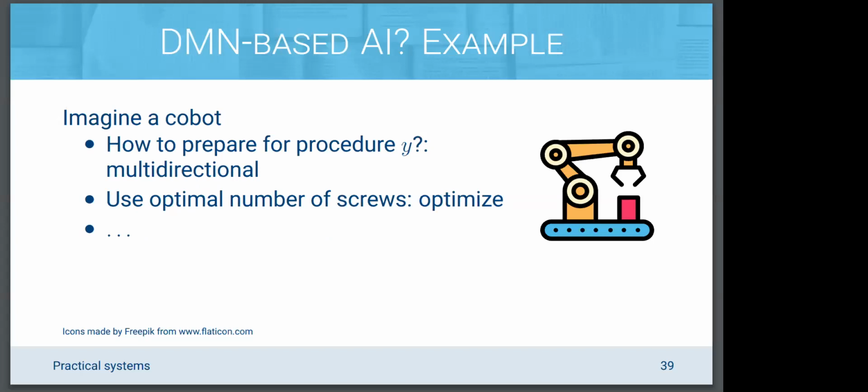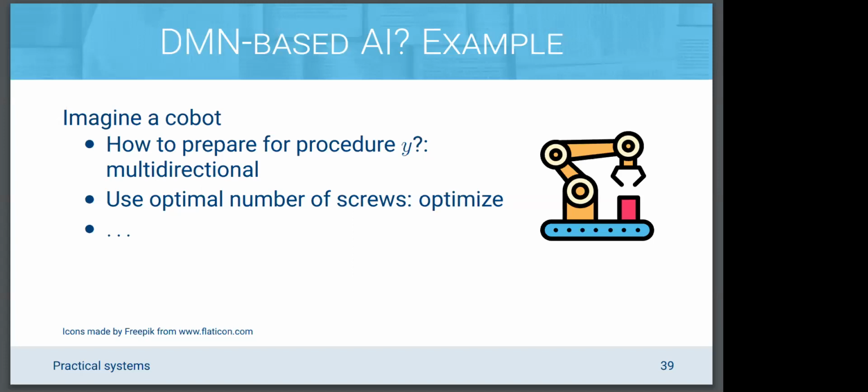If we already know that we are going to make a weld line, how do you actually prepare for that? What tools should our robot have? Or optimization: what is the optimal number of screws? Here's where I start reaching at straws, but it's okay, we're doing research. So these are a lot of things that we can express in a DMN model, right?